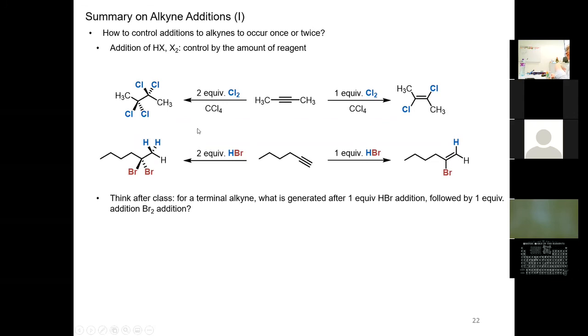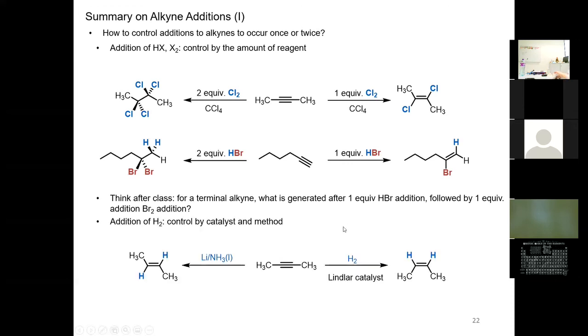Okay, so there is this interesting question about controlling reagent equivalents to control the addition once or twice. For a terminal alkyne, like this 1-hexyne, what is generated after I react it with one equivalent of HBr, followed by one equivalent of Br2 addition? Let's say I have this question on the exam: I have 1-hexyne, first reaction, one equivalent of HBr, second reaction, one equivalent of Br2. What's the product? Interesting question. Just think about it after class, all right?